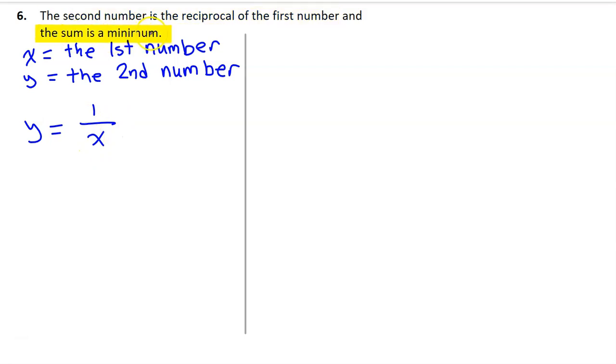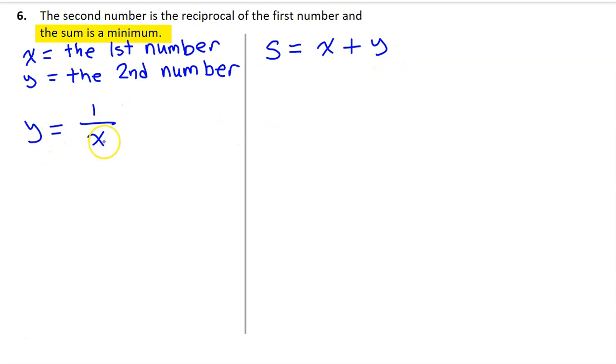The last part of the sentence tells us the quantity that we need to optimize. The sum is a minimum. Let's make up a variable for this quantity. Let's call it s for sum. And of course, s will equal x plus y. Ultimately, we need to find the critical values of s, where s prime is equal to 0 and where s prime is undefined. But before we do that, let's rewrite this so it only has one variable in it.